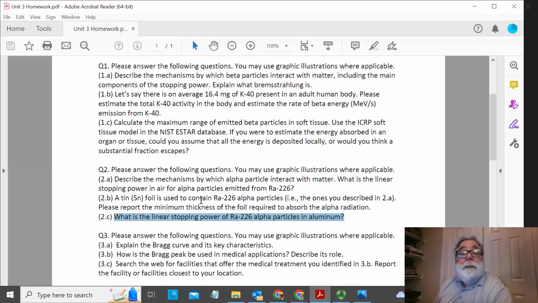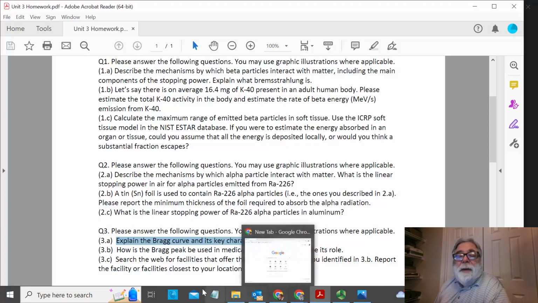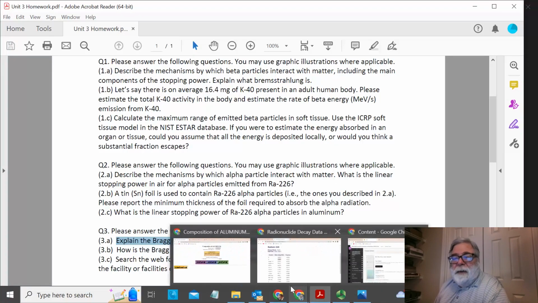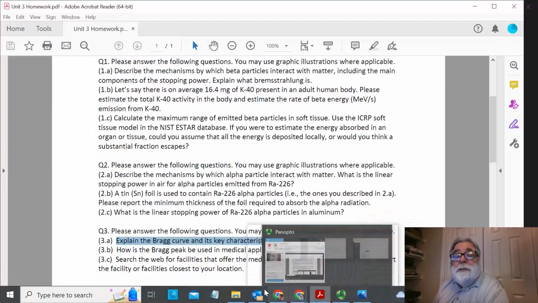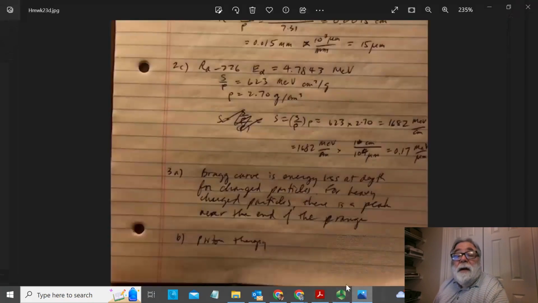Let's go back to our problem and look at question 3. Explain the Bragg curve and its key characteristics. A Bragg curve is a graph showing the energy deposition dE/dx, or stopping power, for heavy charged particles as they pass through matter. They have the property of having a peak at the end. Electrons follow a tortuous path. Alpha particles or heavy charged particles don't, and so the peak deposition is more useful in that case. And so there's a peak near the end of the range.